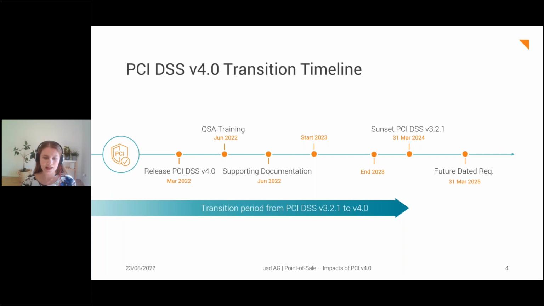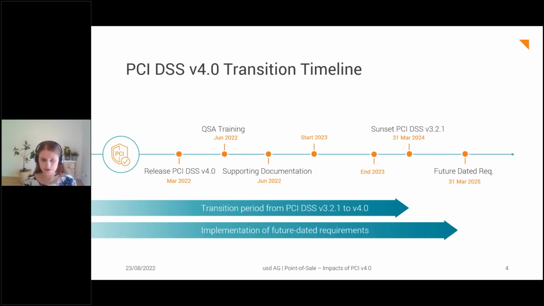Then we see here in the end the last date for the future dated requirements. This means we have some requirements which do not apply right from the beginning, but where you have some additional time to implement those changes in your environment. The timeline for this is the 31st of March. So until the 31st of March, you can choose whether you want to follow those requirements or not. Beginning from the 1st of April 2025, you have to implement those future dated requirements in order to be certified according to PCI DSS version 4.0.